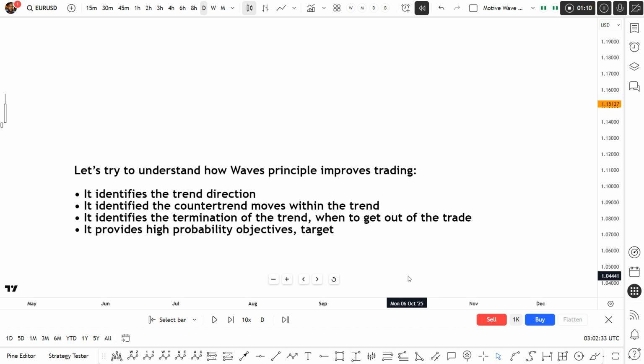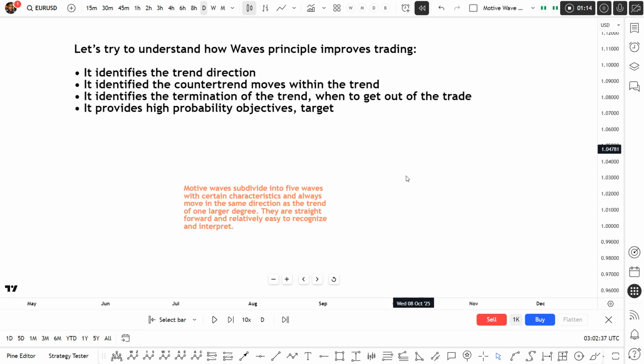Now, motive waves, they are waves that move in the trend of the market. They are subdivided into five waves with certain characteristics and always move in the same direction of the trend of one larger degree. They are straightforward and they are relatively easy to recognize. So you can easily label your motive wave.